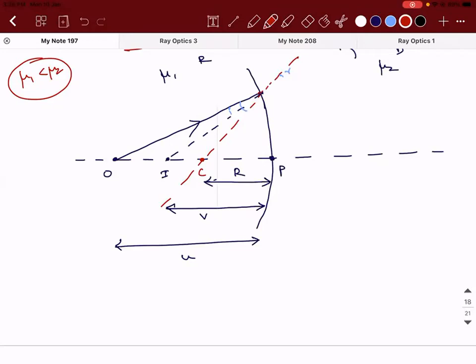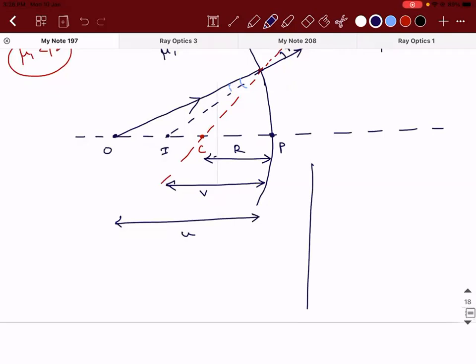Red color line is normal, and this blue color line is the bent path. Okay, is this better now? You're able to understand? See, this derivation is slightly tricky, so please concentrate.